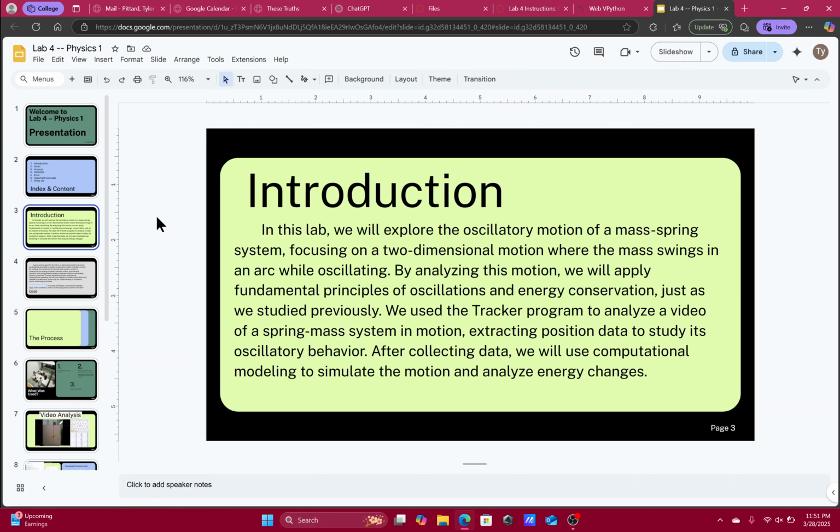To start off with the introduction, in this lab, we explore the oscillatory motion of a mass spring system, focusing on a two-dimensional motion where the mass swings in an arc while oscillating. By analyzing the motion, we will be able to apply fundamental principles of oscillations and energy conservation, just as we studied previously. We use the Tracker program to analyze a video of a mass spring system in motion, extracting position data to study its oscillatory behavior. After collecting data, we will use computational modeling to simulate the motion to analyze the energy changes.